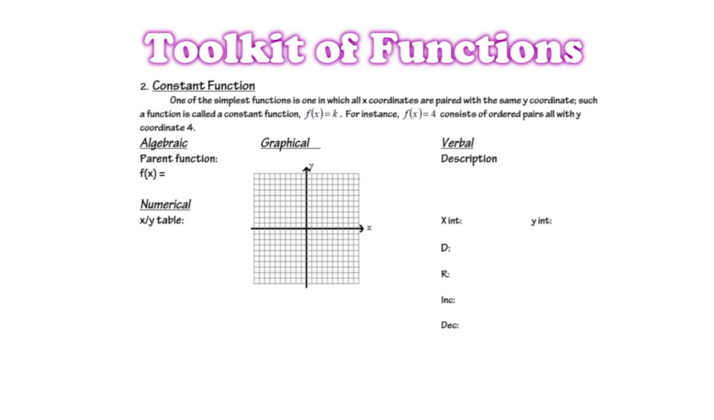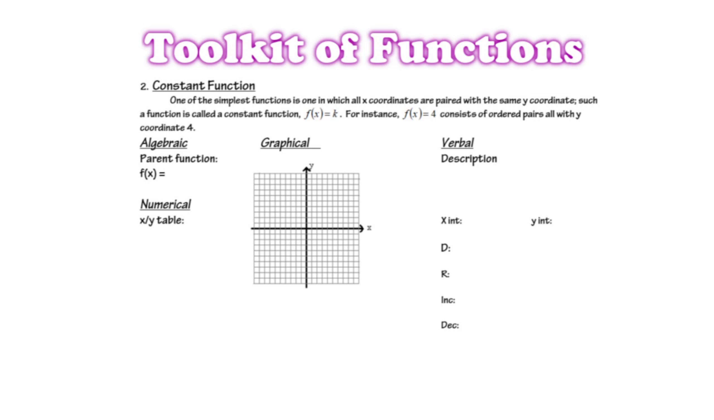Okay, on your toolkit of functions, we're working on 1 through 8 today. I'm going to do 3 of them with you. The other ones will be your homework. I didn't want to just do the first 3 because those are the easier ones, so I'm going to bounce around a little bit. I'm going to start with number 2, the constant function. It's super easy, but sometimes those are kind of weird too, and this one sort of is.